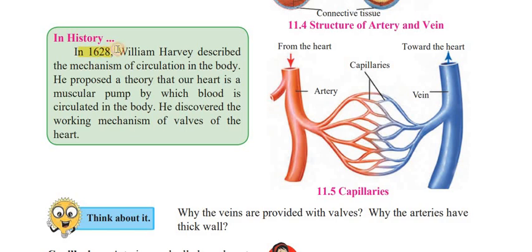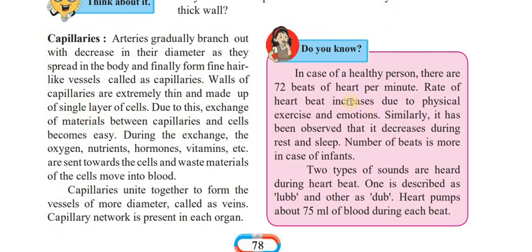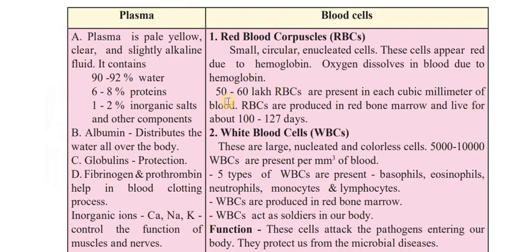Here in 1628, William Harvey described the mechanism of circulation in the body. This question will come for 1 mark as a fill in the blank. In a healthy person, there are 72 beats of the heart per minute. This question also will come as a fill in the blank or for 1 mark. Next one here, in RBC, around 50 to 60 lakh RBCs are present in each cubic millimeter of blood.